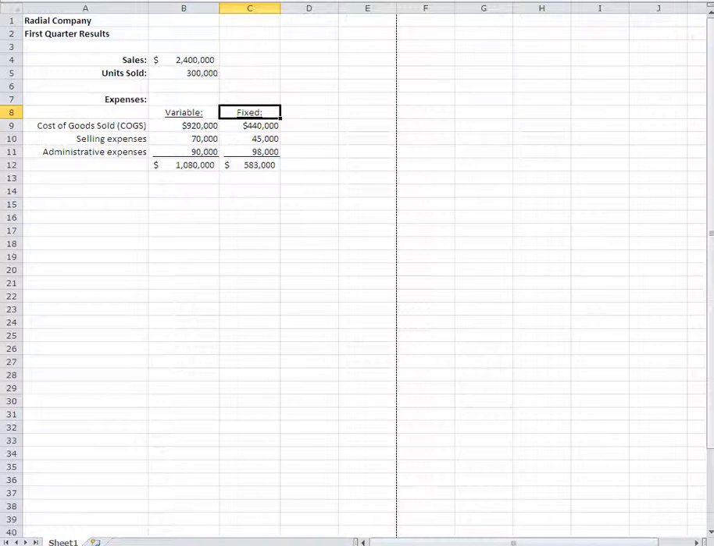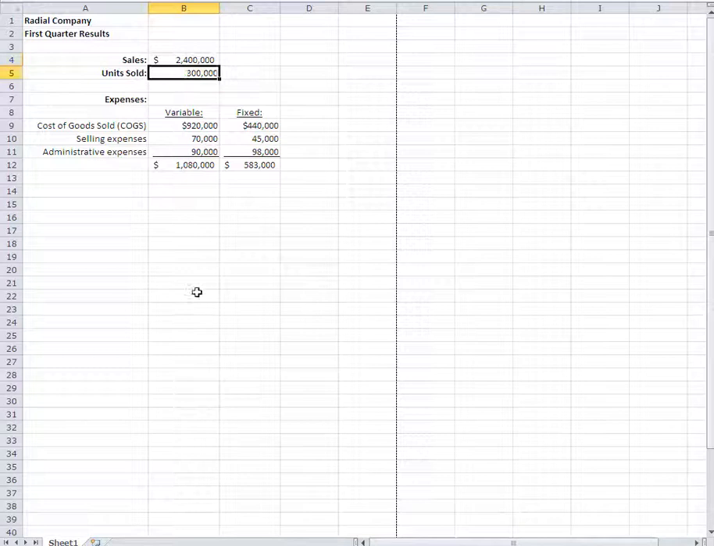One of the key concepts in a CVP analysis is determining the contribution margin. And we can look at contribution margin three different ways. We can look at it in total, by unit, and as a percentage. So for example, let's assume that Radial Company sells radio component parts. Radial had sales of $2.4 million during the first quarter, and that equated to 300,000 units that they sold.